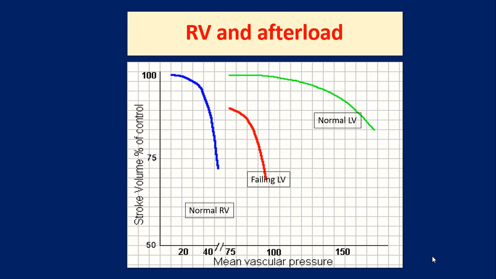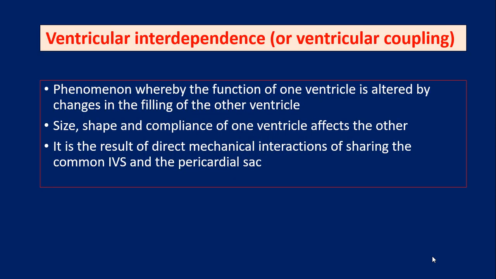What happens with the afterload? As you can see here, the normal left ventricle tolerates afterload very well, whereas in the right ventricle, if you see, the moment the vascular pressure goes up, the stroke volume goes down.